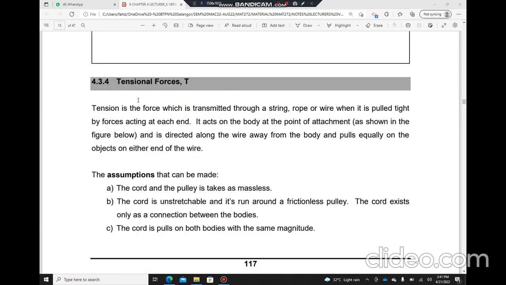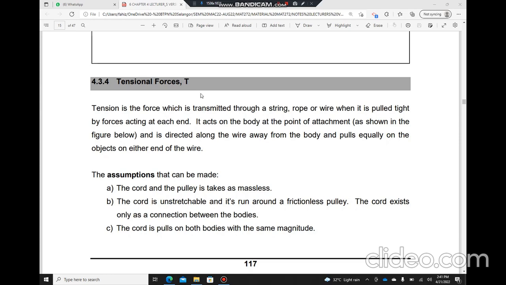Okay, then last one is tensional forces, T. Tension is the force which is transmitted through a string, rope or wire when it is pulled tight by forces acting at each end. It acts on the body at the point of attachment as shown in the figure below and is directed along the wire away from the body and pulls equally on the objects on either end of the wire. Okay, so the assumption that can be made here, the cord and the pulley is taken as massless. The cord is unstretchable and it's run around a frictionless pulley. The cord exists only as a connection between the bodies, and the last one, the cord is pulled on both bodies with the same magnitude.